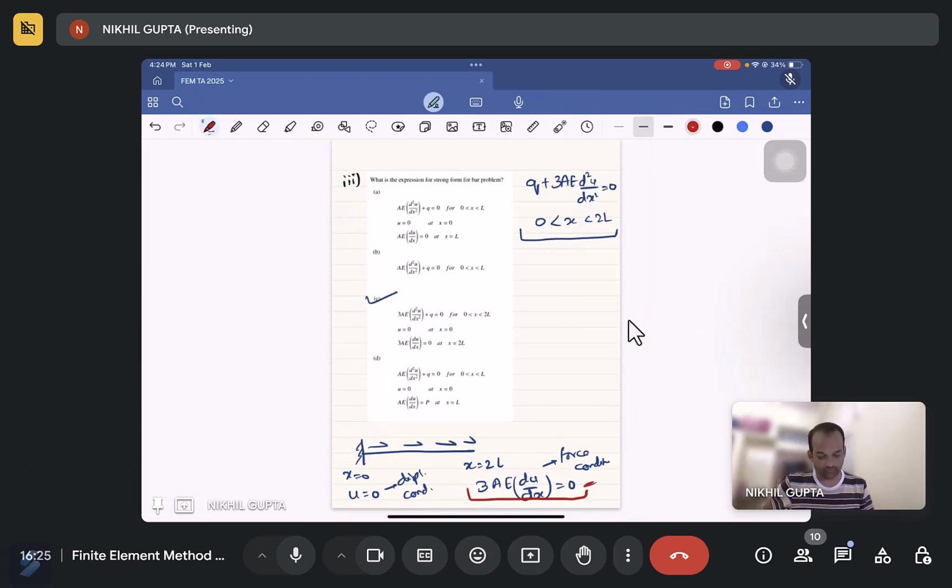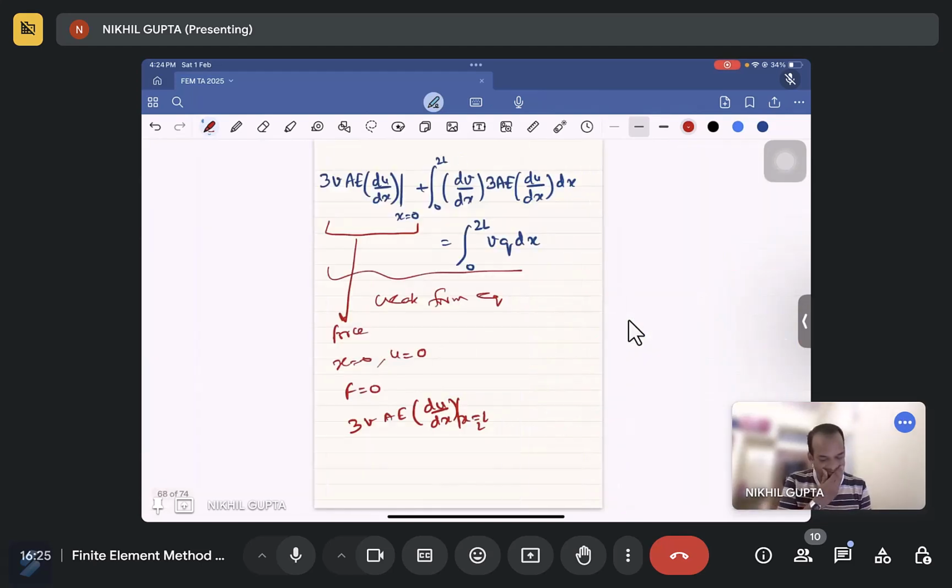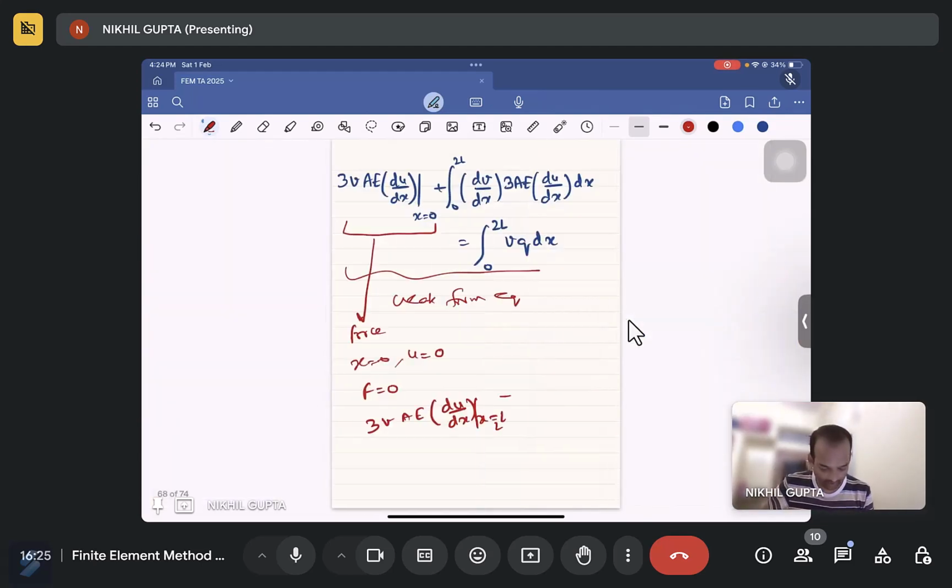It was given that the force at this point is zero, right? Oh, the force is being removed. Yes, so force is not there. If force was applied in the original problem, it would be that force. Yes, got it.